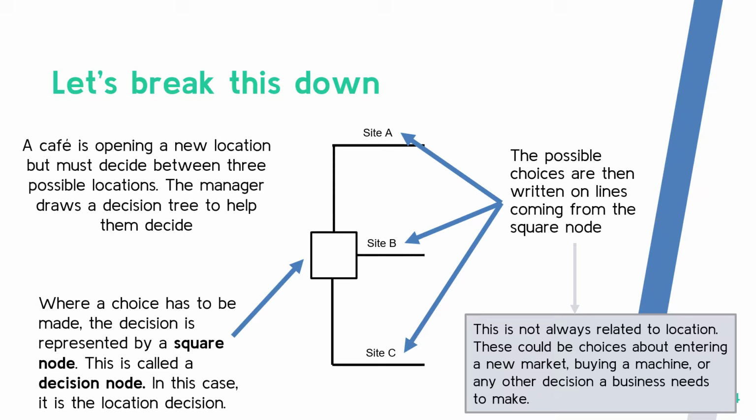Remember, I know I've said this before, but it's not always about choosing a location. It could be about entering a new market. It could be about buying different machines, or it could be about launching different products. So remember, square node starting off first, and then you're going to put your options coming off of that one.